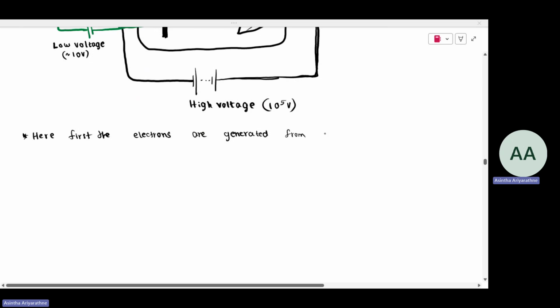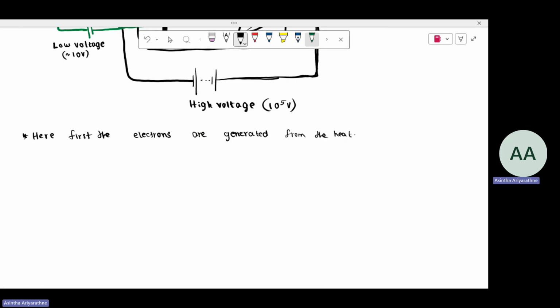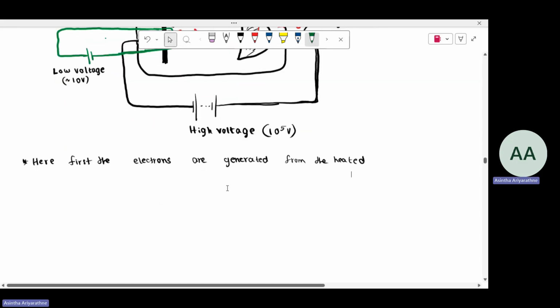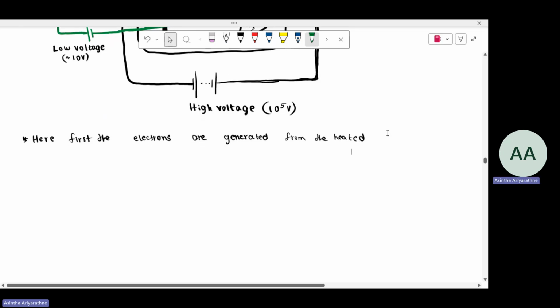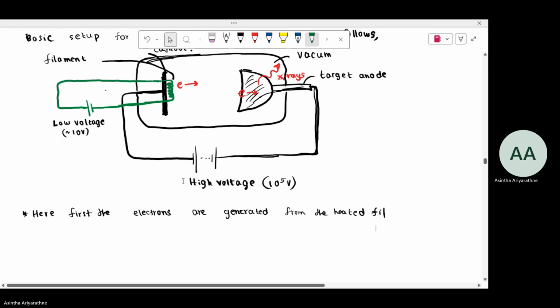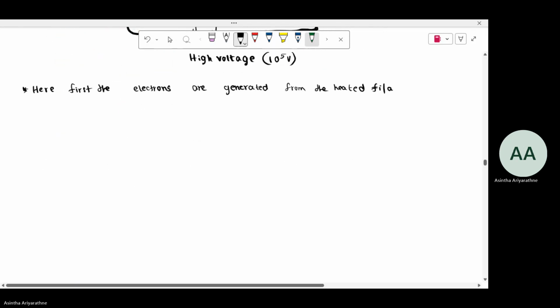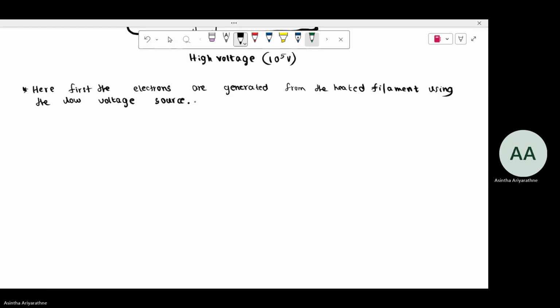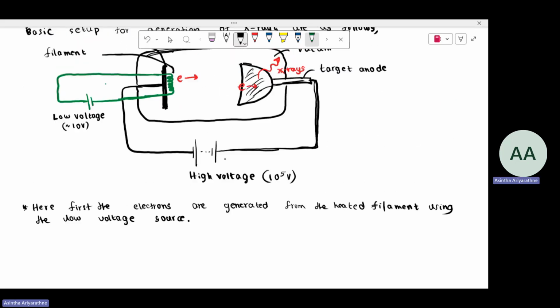Here first the electrons are generated from the heated filament, using the low voltage source.